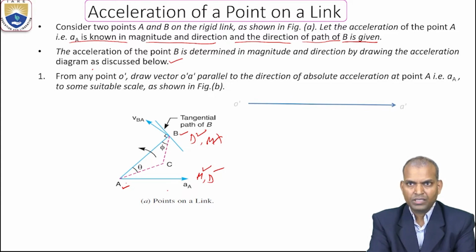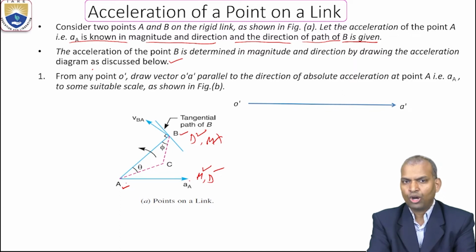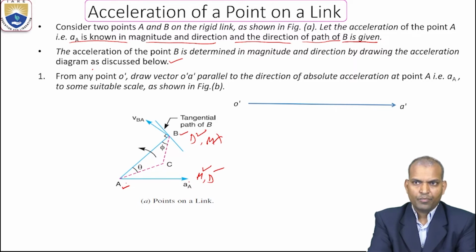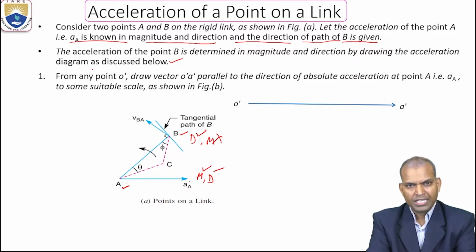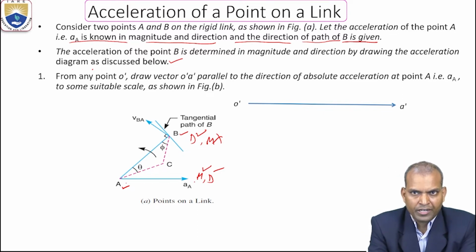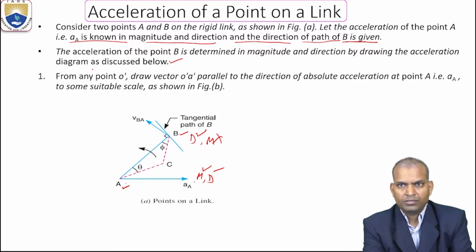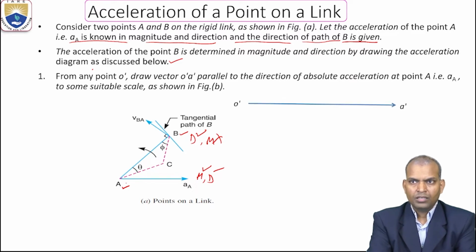What is the second step? We label it O dash A dash. In the acceleration diagram we use O dash and A dash. As in engineering drawing, where top view and front view notations are different, in the acceleration diagram there are no notations or dashes for the total acceleration. But each acceleration component is the sum of radial and tangential components, and for these we will follow the notation.